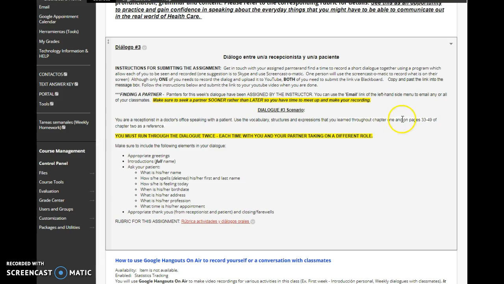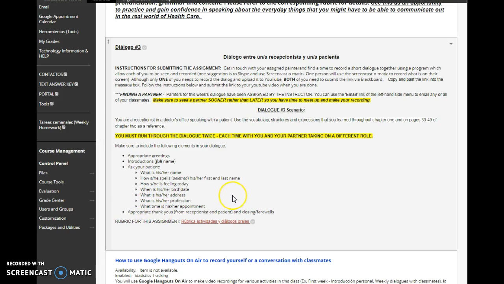You're going to use the expressions that were found on pages 33 through 49. Okay, so you will be finding out from the patient their name, how to spell their first and last name, find out how they're feeling, when their birth date is, their address, their profession, and the time of their appointment. Okay. And so I apologize, I believe I had a different scenario posted before. I will change that to this one. Okay.